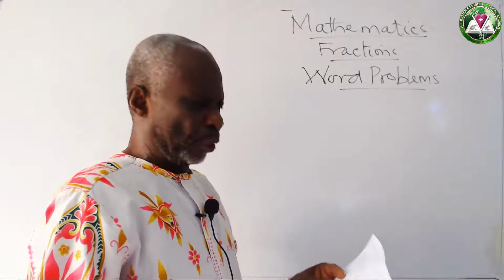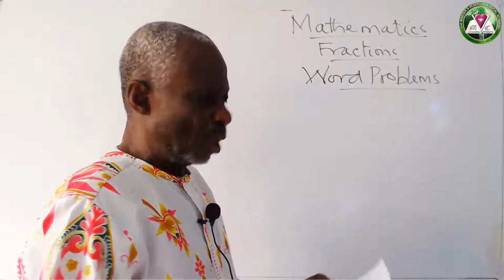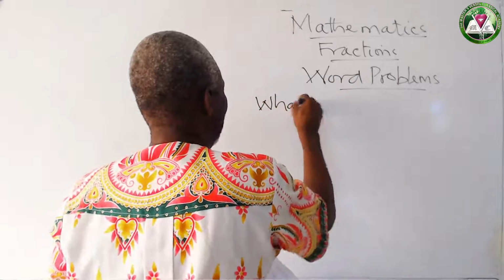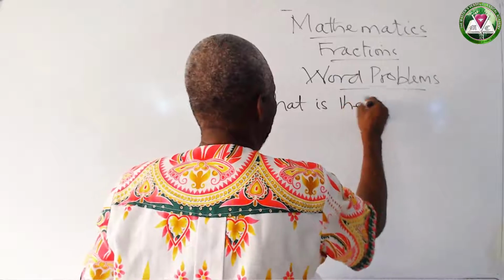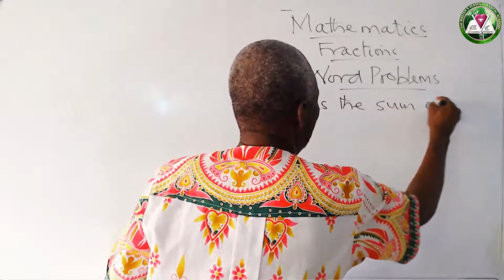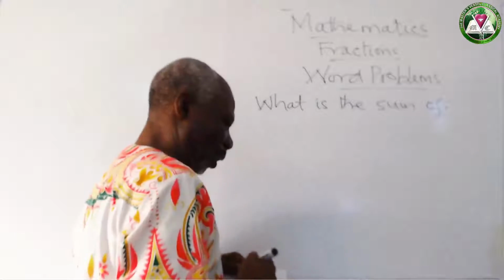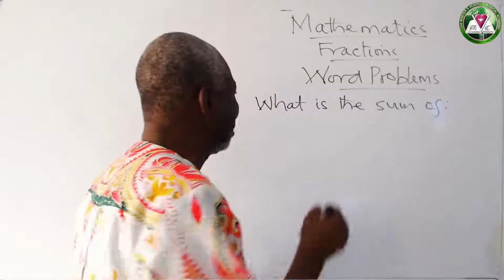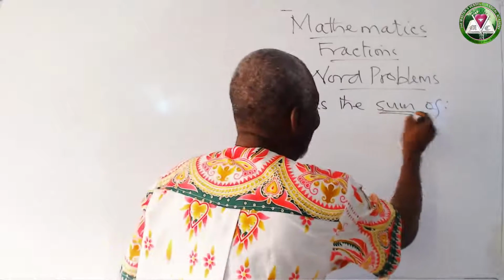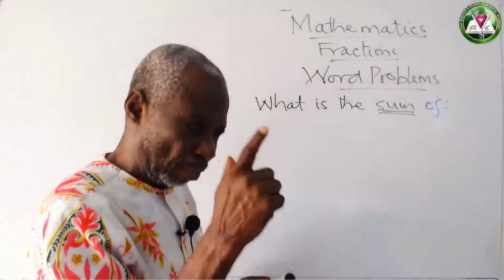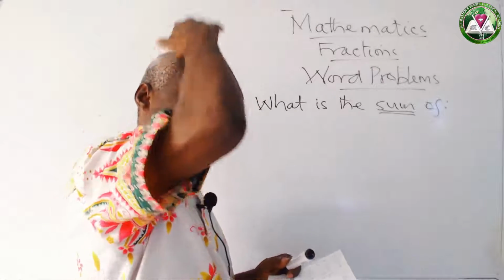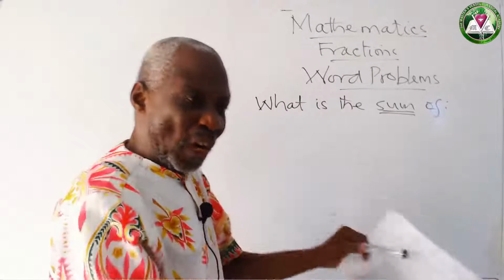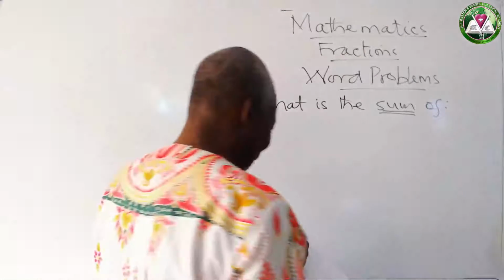Let's see the question. Number 1. What is the sum of? Immediately, what catching word have we seen there? Sum. Underline it. What did they say about sum? Whenever we see that word sum, what are we to do? We are to add.